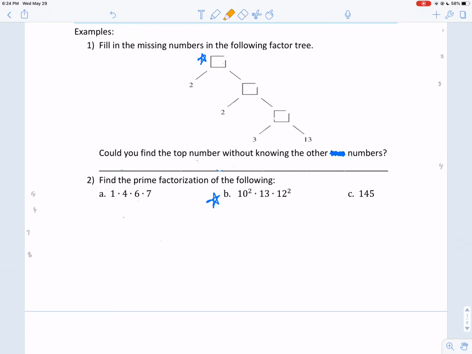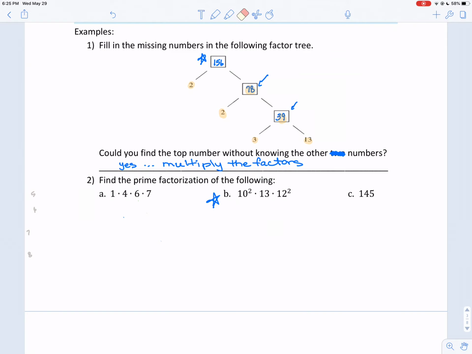So we're going to take the two bottom ones, 3 times 13, multiply them together, and I'll get 39. Then I keep working up the factor tree and multiply that 39 times 2, get 78. And then finally 2 times 78, and I get 156. So could we find that very top number without having to fill in the rest of these numbers? Yes, we definitely could. All you'd have to do is multiply the factors. Multiply those, the 2, the 3, and the 13.